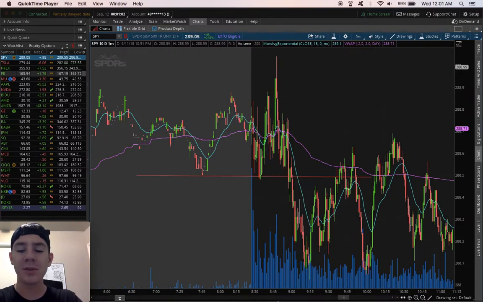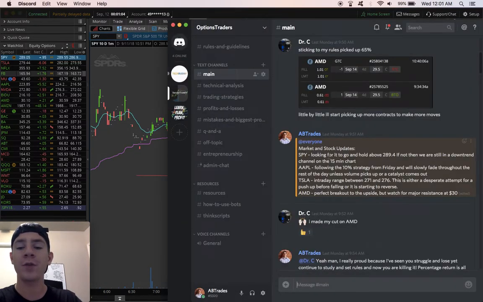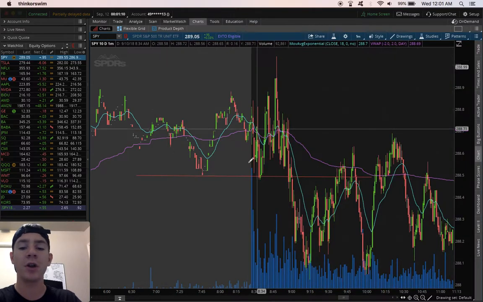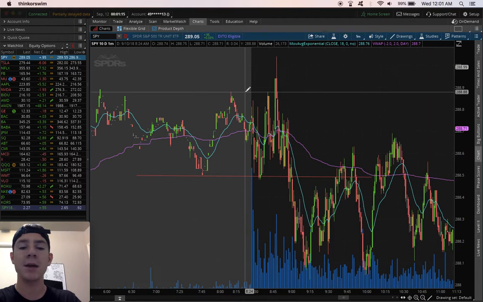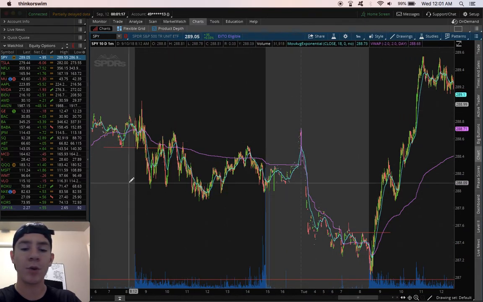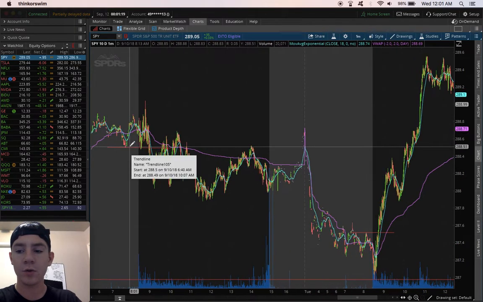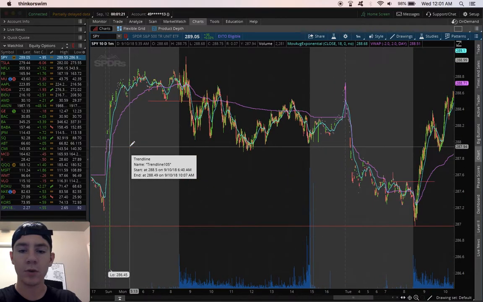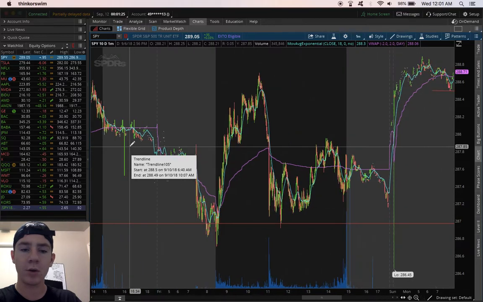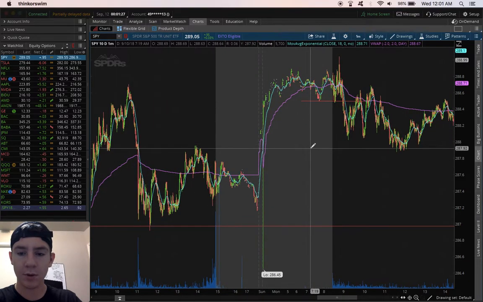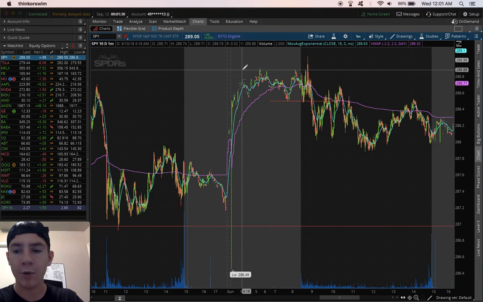Alright, so in the Discord group chat from yesterday, I said for SPY we're looking for it to go above 289.4. If not, then we're in a downtrend from the 15-minute channel. So this is from yesterday. Why did I say that I wanted SPY to be above 289.4? Yesterday was Monday. Why did I want it above 289.4?